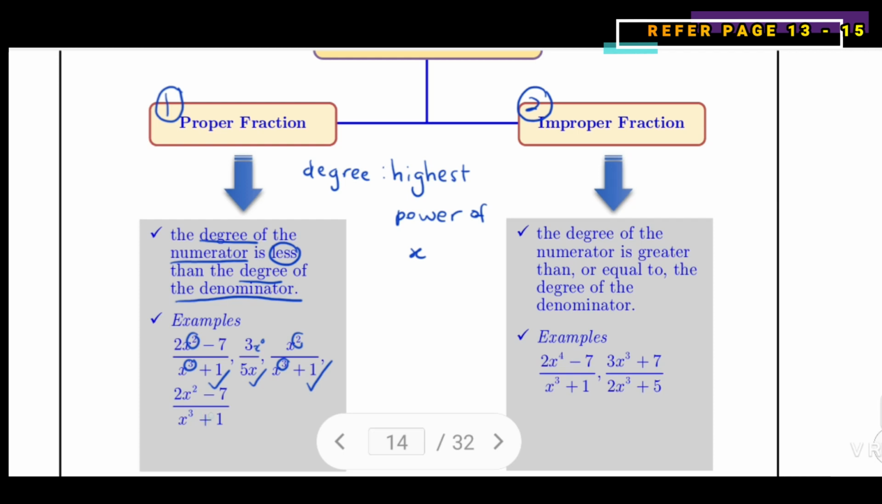And in the last example, we have 2x squared minus 7, so the degree is 2, over x cubed plus 1. The degree is 3, and the degree in the numerator is less than the degree in the denominator. So this is also a proper fraction.